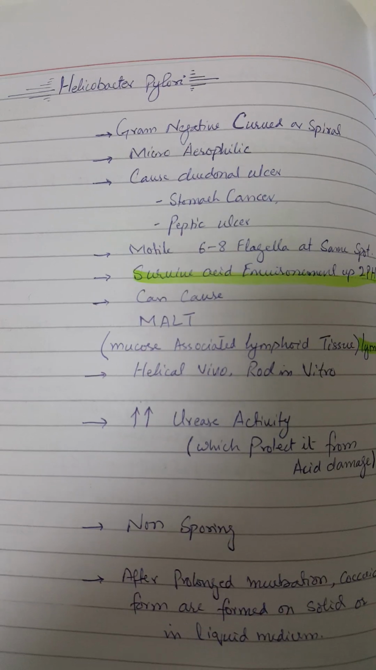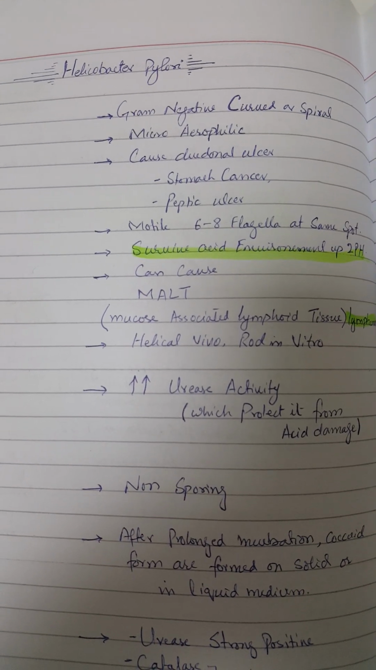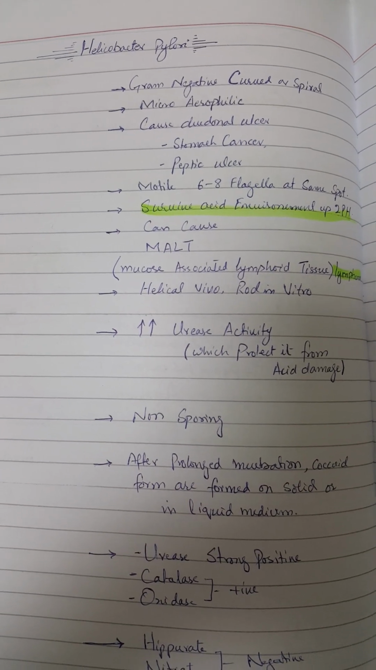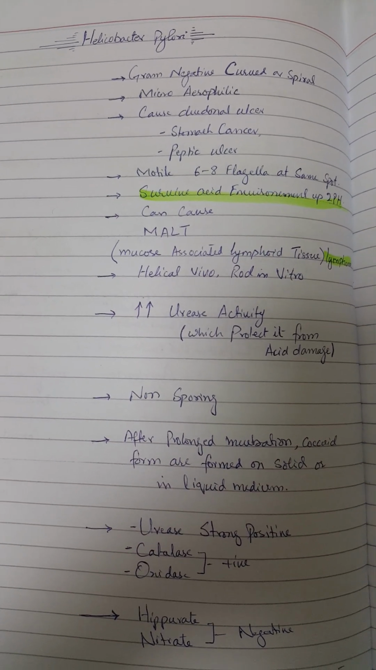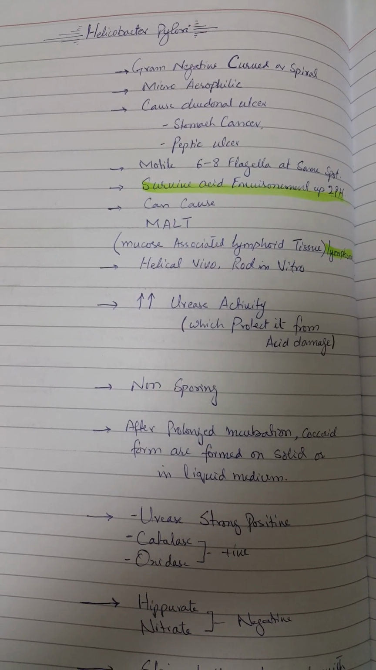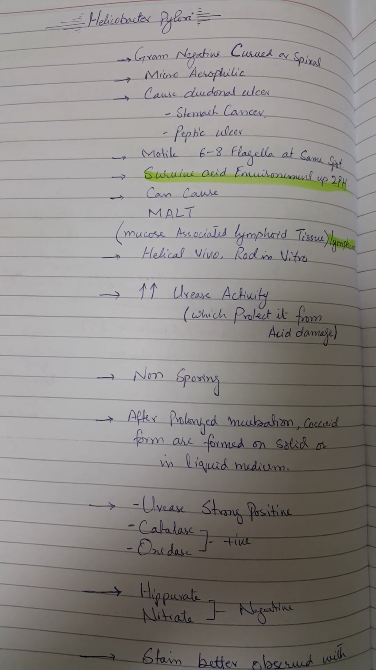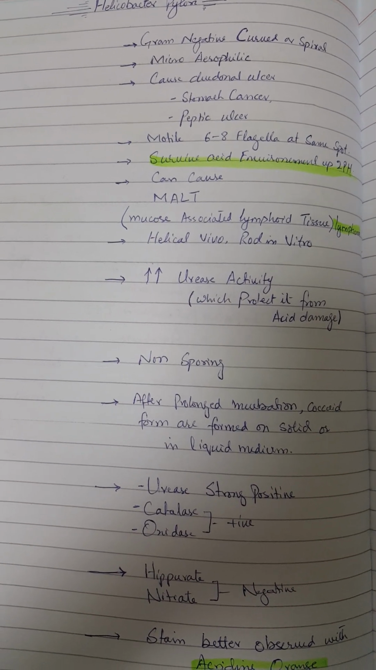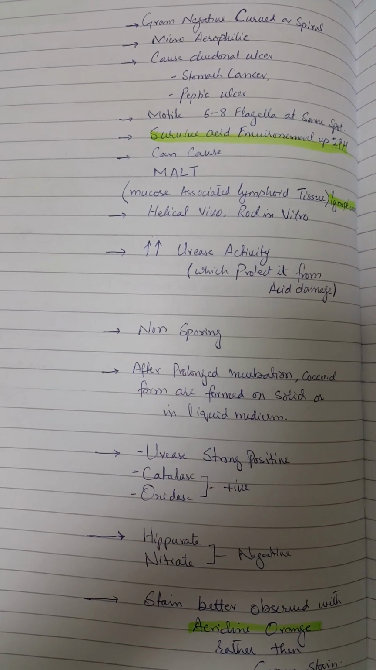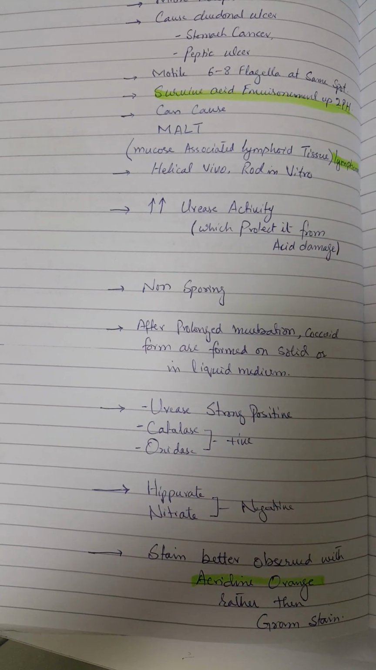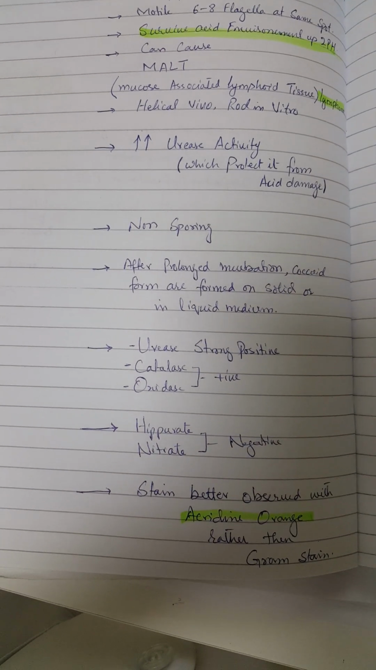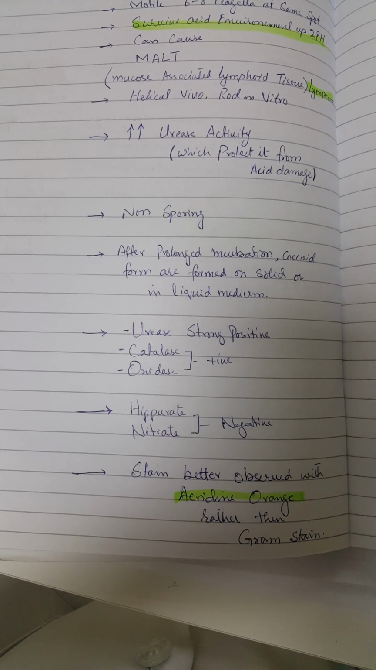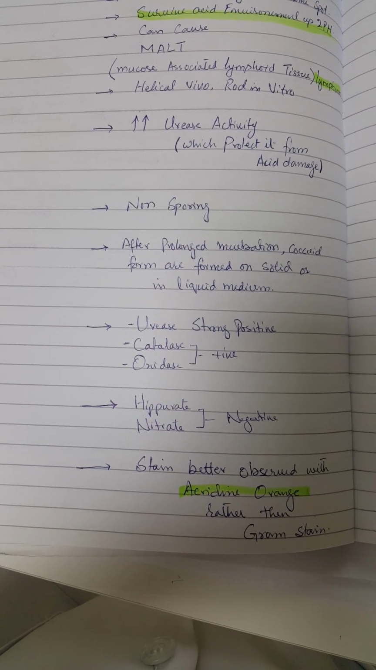Helicobacter pylori is a gram-negative curved or spiral microaerophilic organism that causes duodenal ulcer, stomach ulcer, and peptic ulcer. It is motile with 6 to 8 flagella at the same spot and survives acid environment up to pH 2. It can cause MALT, mucosa associated lymphoid tissue, lymphoma. Helical in vivo or rod in vitro, it increases urease activity, which protects it from acid damage, and is non-spore forming. After prolonged incubation, coccoid forms are formed on solid or in liquid media.